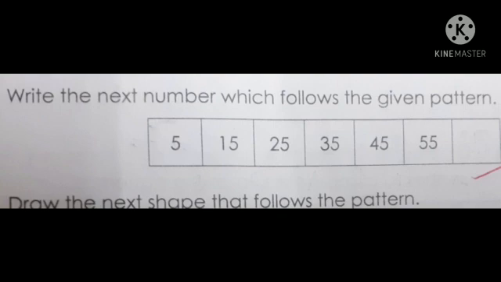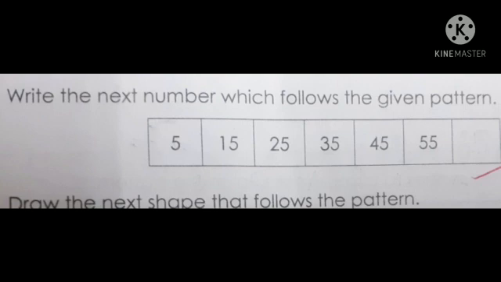Write the next number which follows the given pattern. Now students, here you can see in the first box the number is 5. In the second box the number is 15. So what is the difference between 5 and 15? So 15 minus 5 gives you 10. That means the difference between two numbers is 10. So we will add 10 to 15 gives you 25.